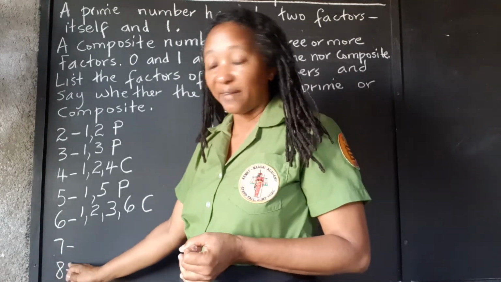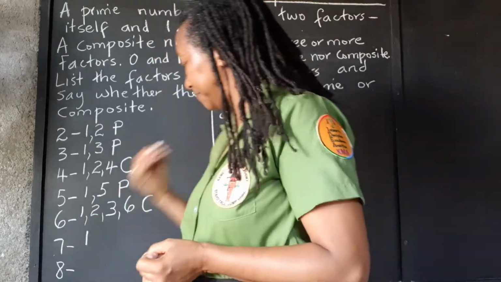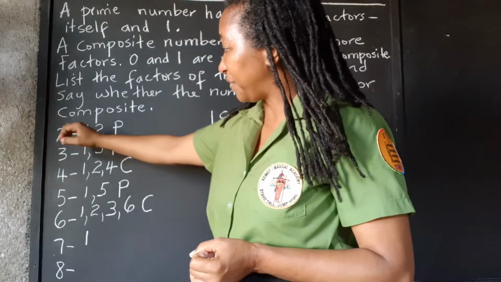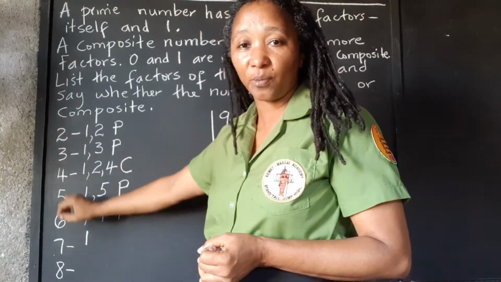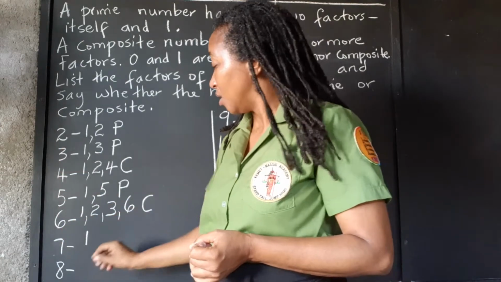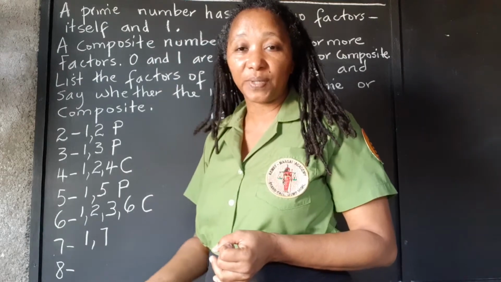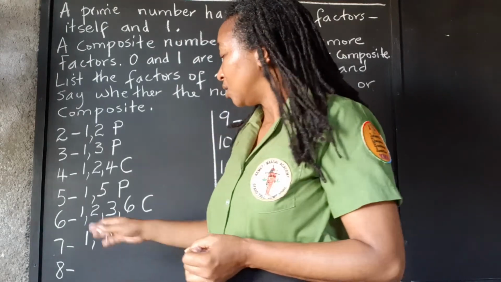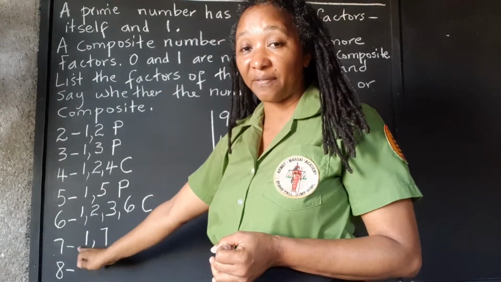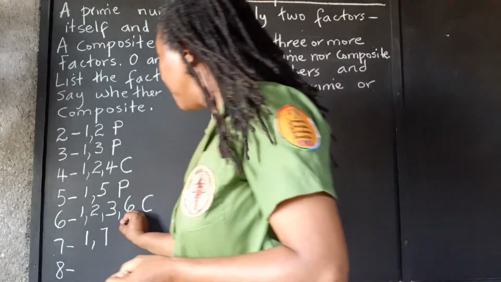How about number 7? 1 can go into 7. None of these numbers can go into 7 without leaving a remainder. So it's just left with 7 itself. 7 goes into itself 1 time. So what are we seeing here? 7 is also prime.